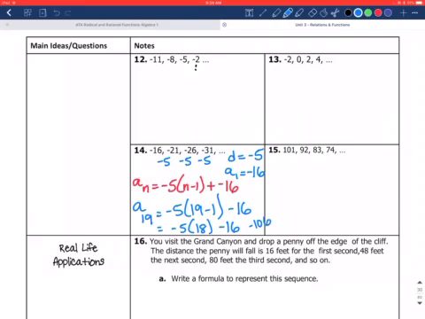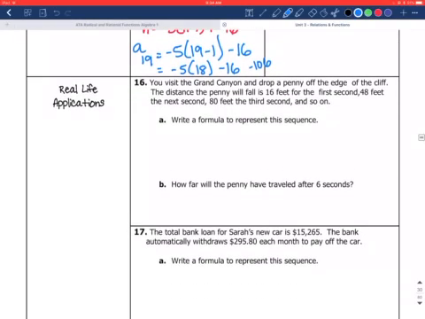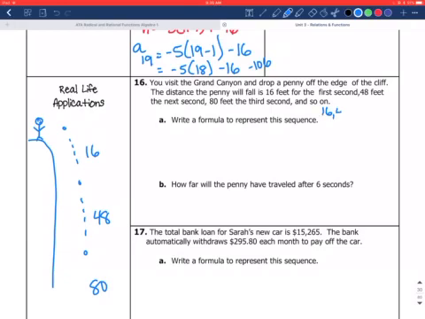Cool. All right. So then we're going to get to some real life applications. You visit the Grand Canyon and drop a penny off the edge, right? So this penny is falling off the edge, and there's you. Okay. The distance the penny will fall is 16 feet for the first second, and then 48 feet for the second second, and then 80 feet for the third second, right? So write a formula to represent the sequence. Pretty much what they're giving us is 16, 48, 80, and we're saying it keeps going.